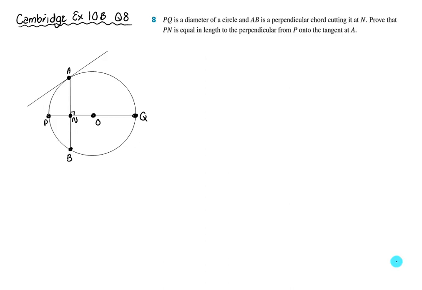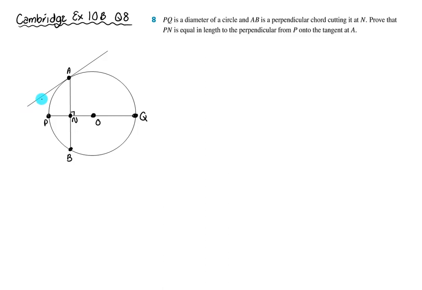This video goes through the solution for Cambridge Exercise 10B question 8. And the question is, and I'll refer to the diagram as I do it, PQ is a diameter of a circle. So you can see PQ going through the center O. AB is a perpendicular chord cutting at N. So AB is going through the point N at right angles to the diameter. And it says prove that PN is equal in length to the perpendicular from P onto the tangent at A.